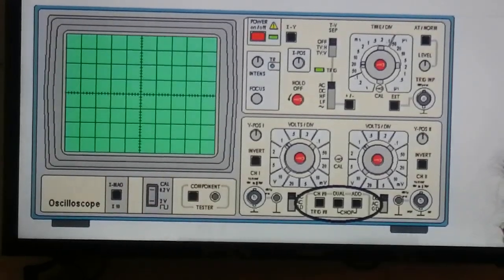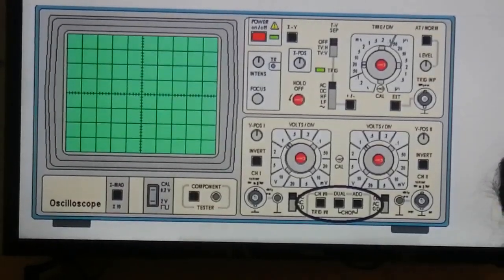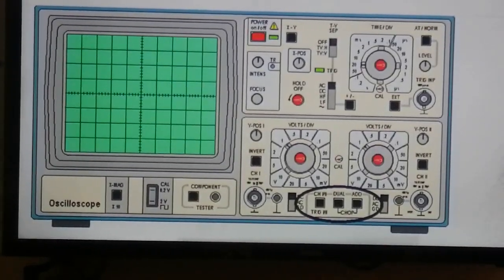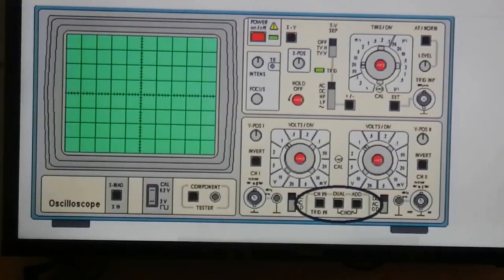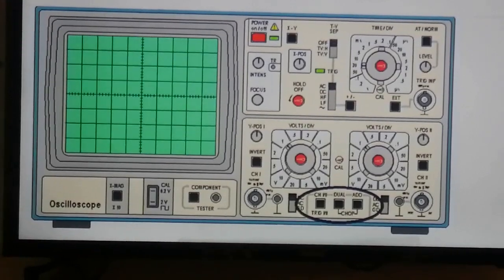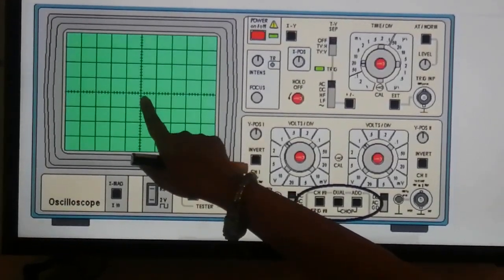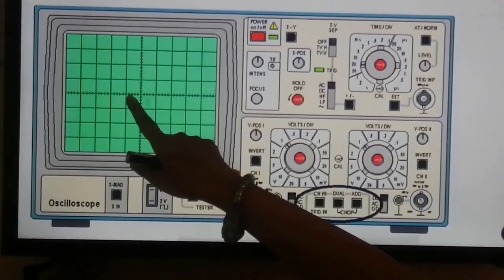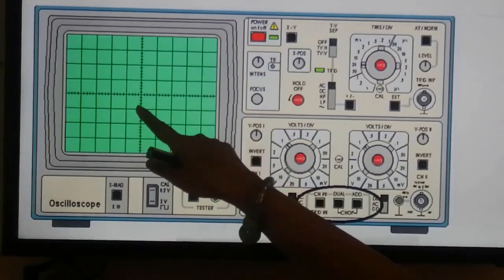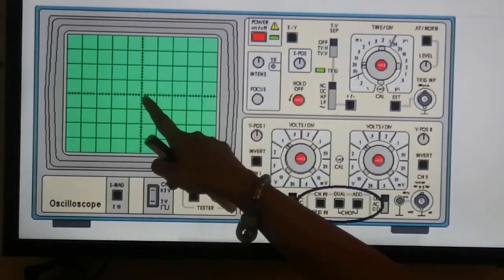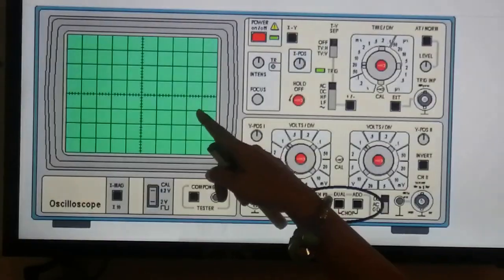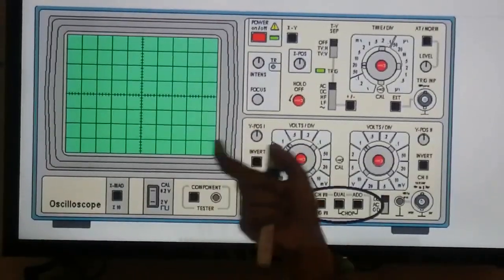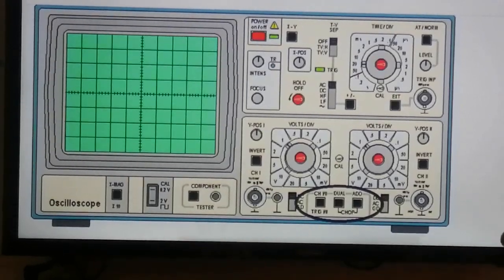So 1 centimeter equals 5 divisions, therefore 1 division will be equal to 1 centimeter upon 5, which is equal to 0.2 centimeter, or 2 millimeters. So one division is equal to 2 millimeters, either along the x-axis or along the y-axis. So if the wave is from here to here, we can see how many blocks or how many divisions there are. We can count accordingly on the CRO for our calculations.